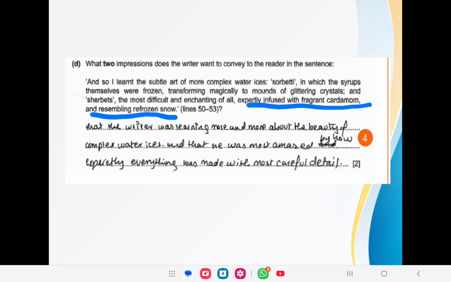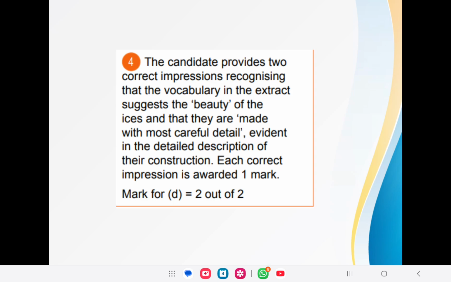If I had to write this, I would have written that, so I learned the art of complex water ices, that is the first one, and you will explain this, and the second one, that I expertly infuse the aroma into those ices. These are the two impressions that he is trying to give us from there. Now, next line, next sentence.